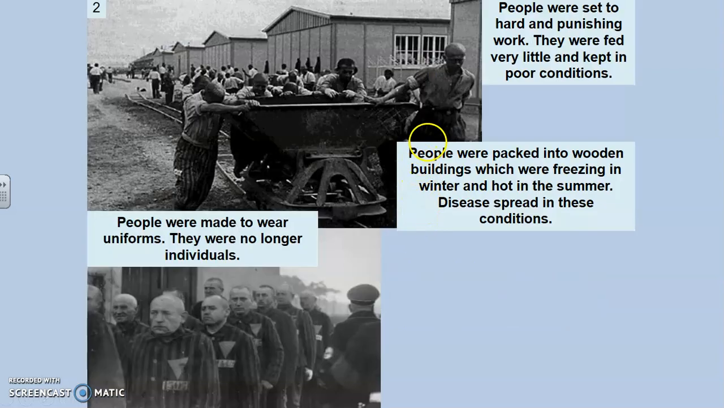If they made it to the camp, people were set hard and punishing work. They were fed very little and they were kept in very poor conditions. They were made to wear uniforms. They were no longer considered to be individuals. They were packed into wooden buildings which were freezing in the winter and hot in the summer. And disease such as typhoid and other viruses and bacteria spread in these conditions. So you can see here the attempts by the Nazi guards, Nazi government, to dehumanize the people within the camps and to work them essentially to death.